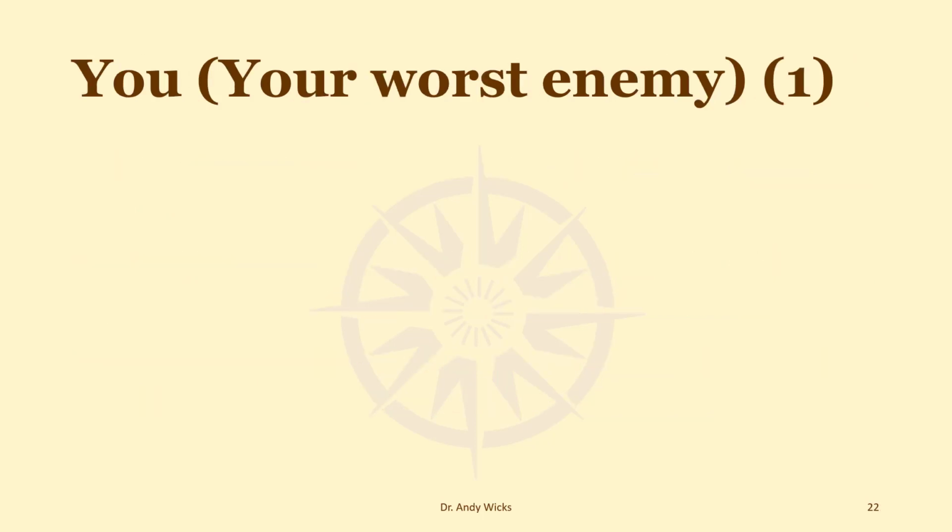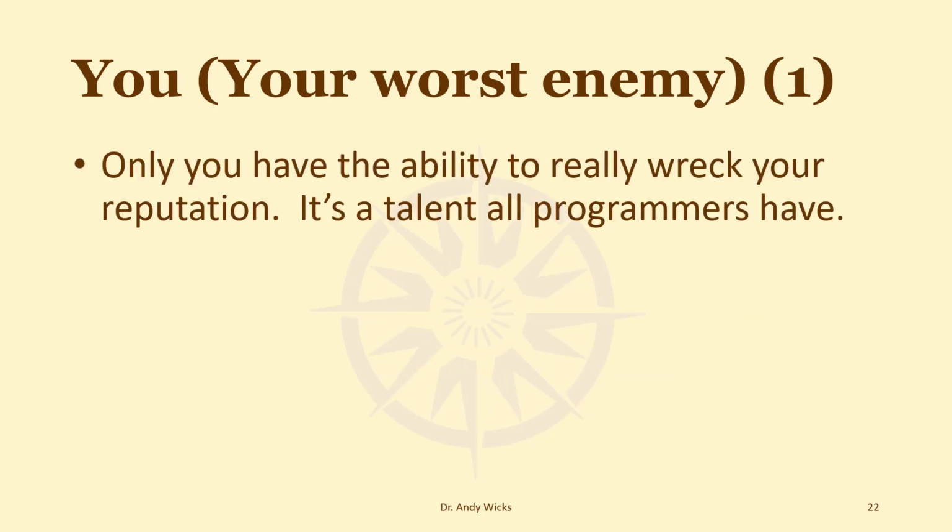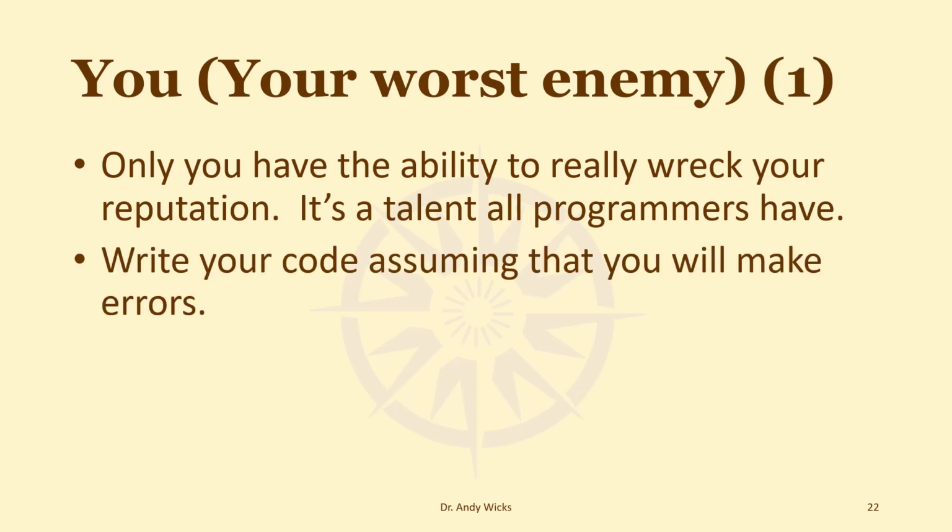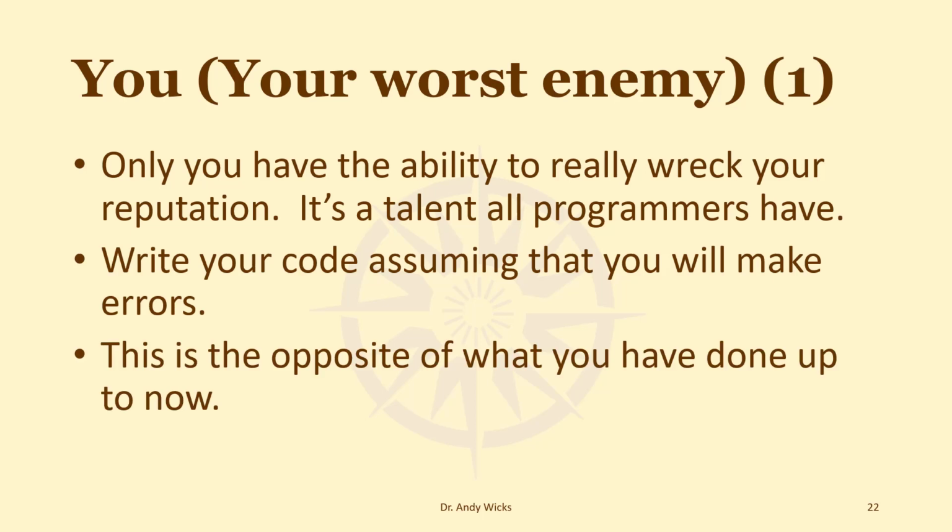The third kind of person you need to be aware of is your worst enemy. You. Only you have the ability to really wreck your reputation. And it's a talent that all programmers have. You have to write your code assuming that you will make errors. Yes, I know this goes against years, decades of schooling, but that's what you've got to do. Any time that you think you write good code is the time that errors are going to creep in that really wreck things. So this is the opposite of what you've done up to now.